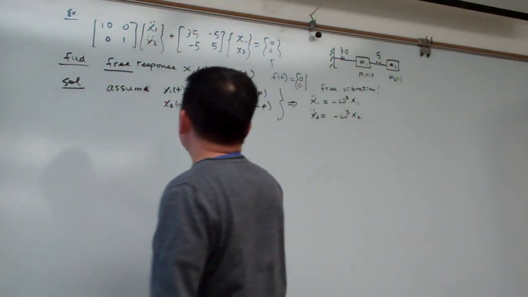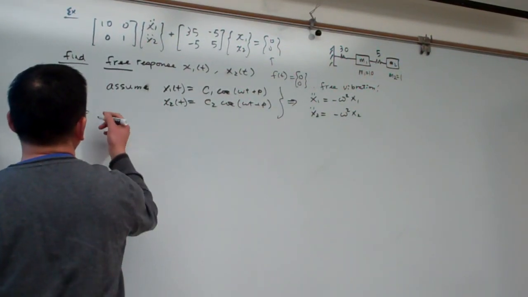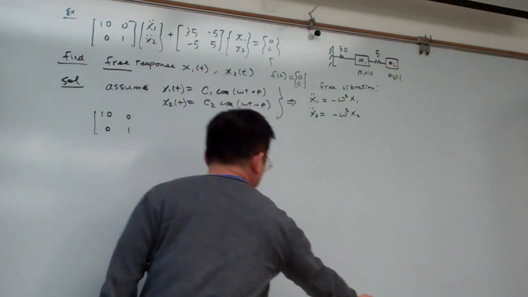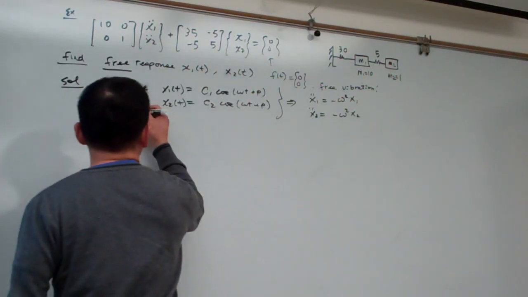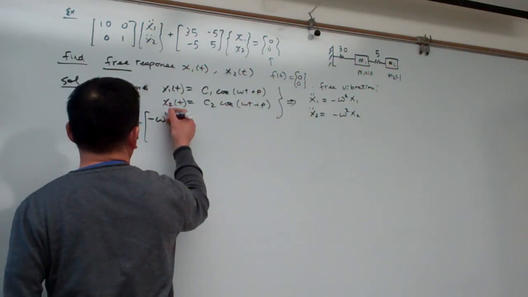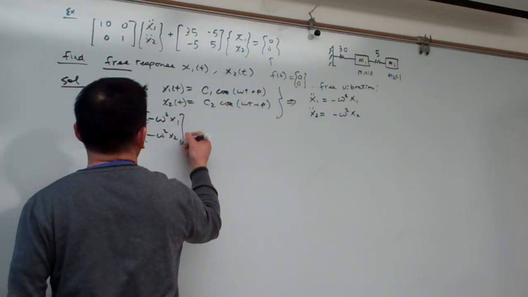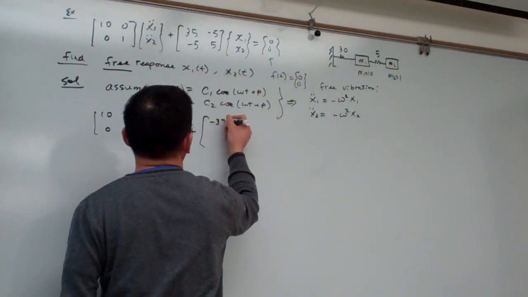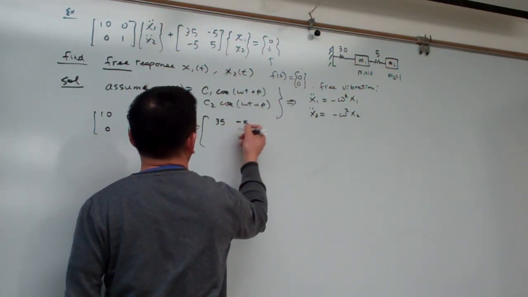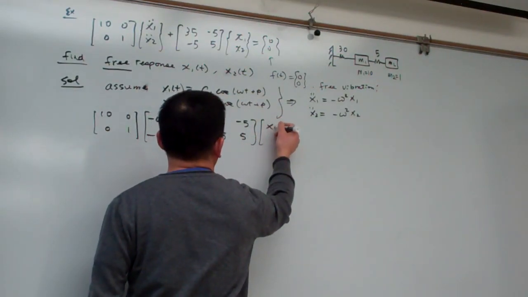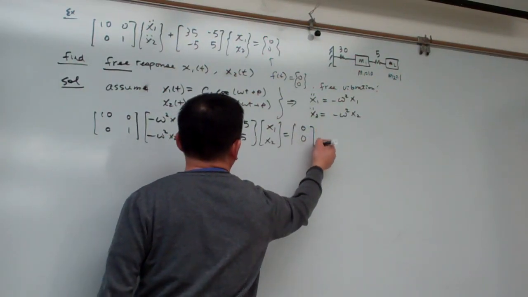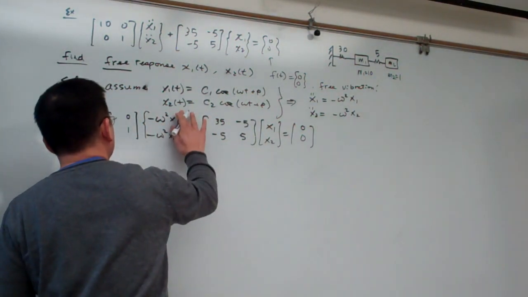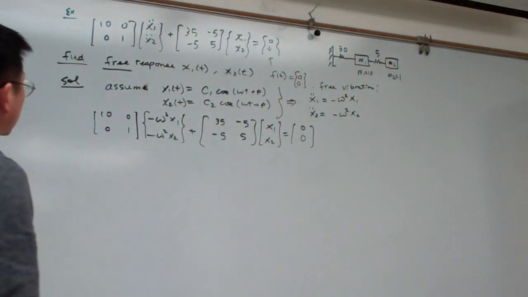So with this, we simply plug in and do the things carefully. Basically the equation becomes 10, 0, 0, 1, and x1 double dot is minus omega square x1, minus omega square x2. And I simply plug into the right positions here, minus. When I write too quickly, sorry, this should be distinguished, but hopefully you don't mind, I write too quickly, okay?